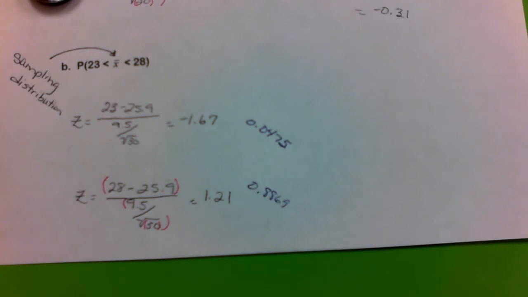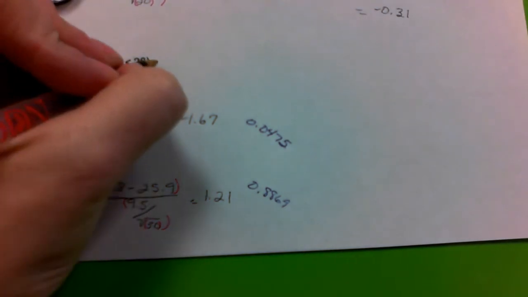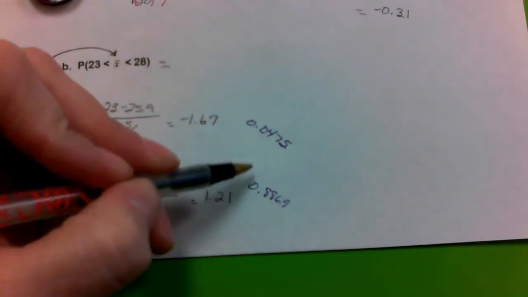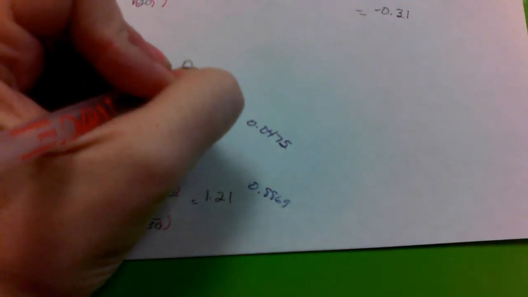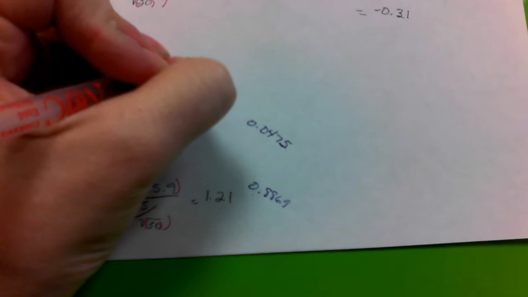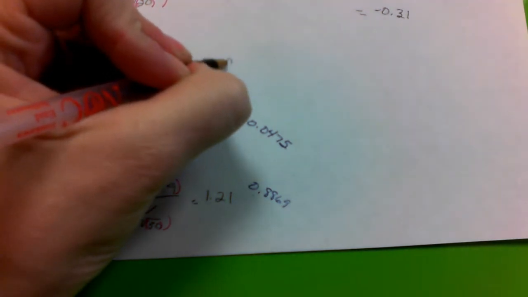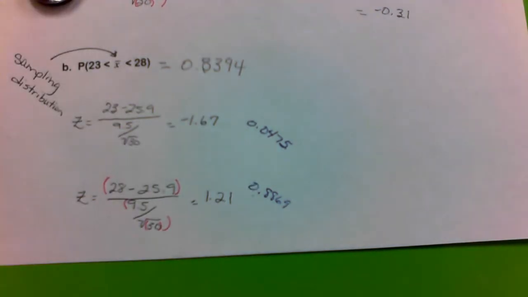So to find the probability that x bar is between these two, you take these two values and you subtract them, and you get 0.8394. Okay.